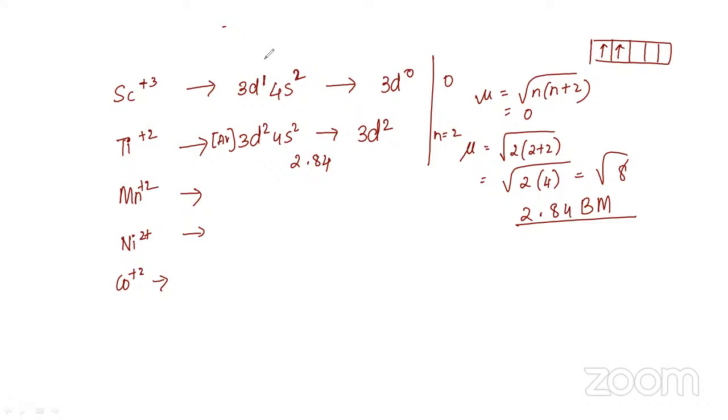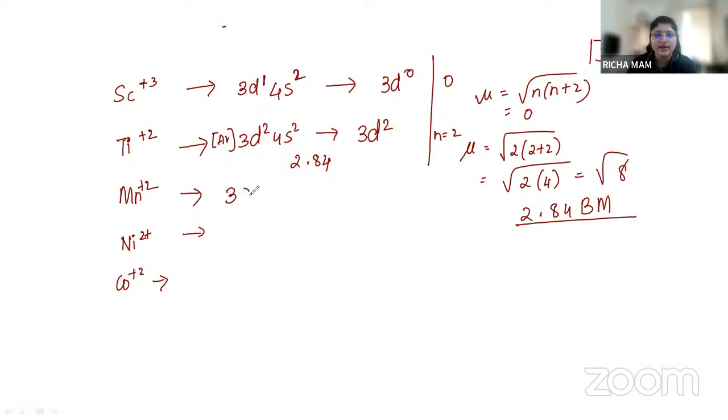Okay, I've got one answer, 5.71. Let me tell you, Mn is 3d5 4s2. Now, Mn plus 2 means these two electrons are lost. So it is a 3d5 system.